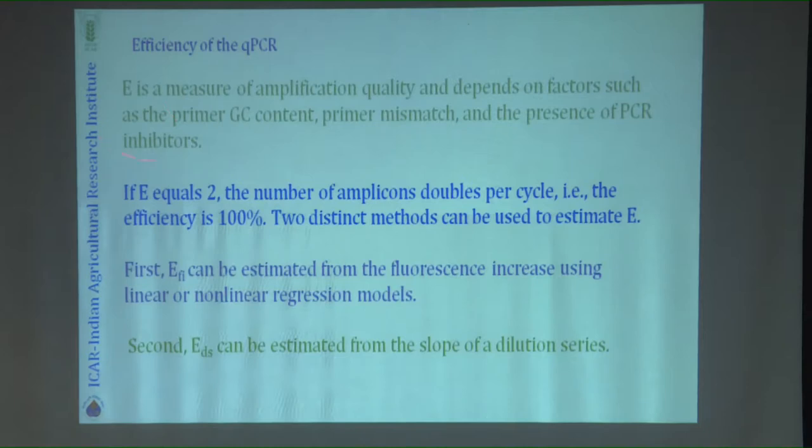So to talk about it, the efficiency is a measure of amplification quality, and it depends on factors such as the primer GC content, primer mismatch, and the presence of PCR inhibitors.